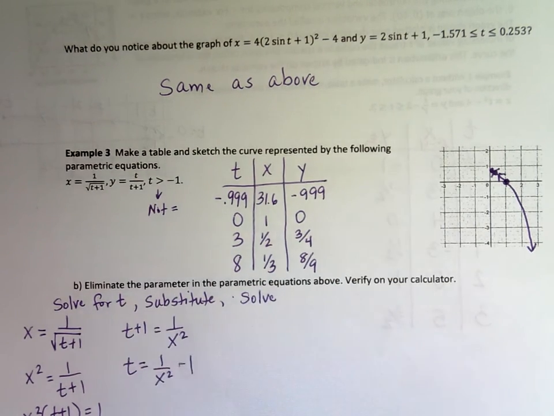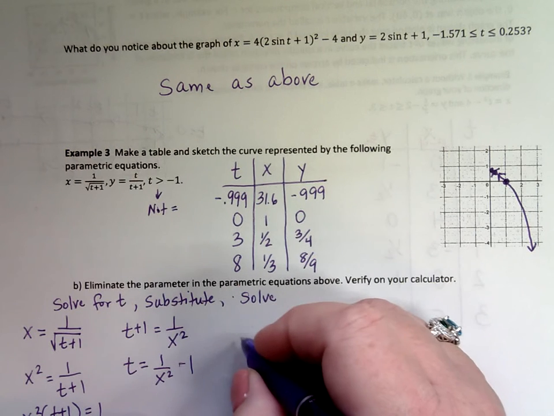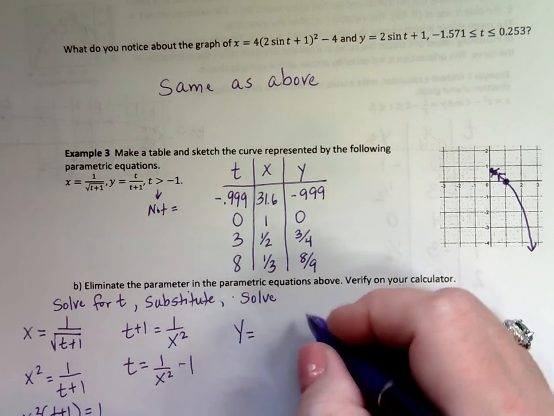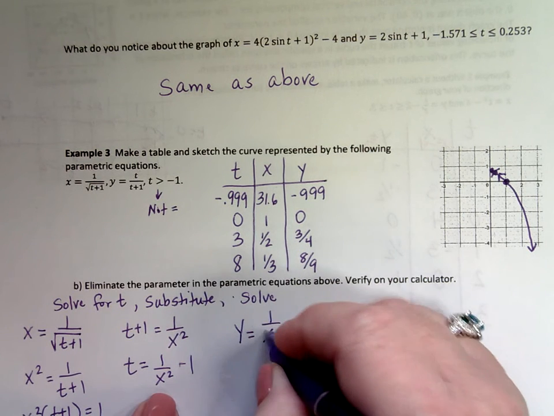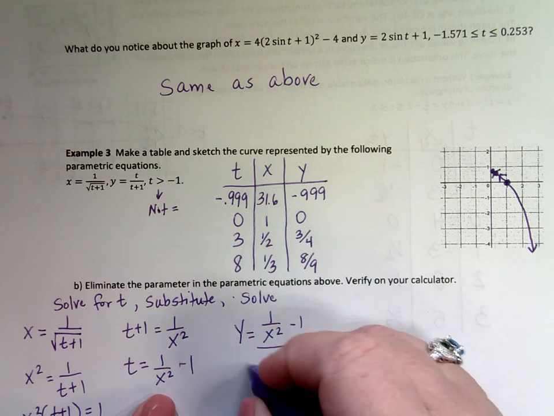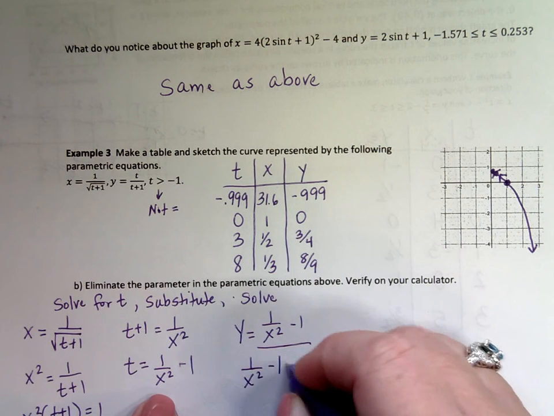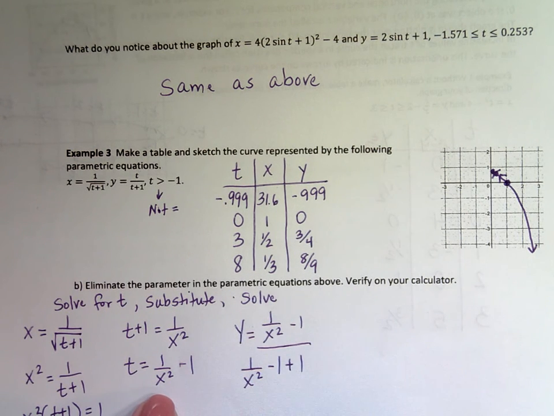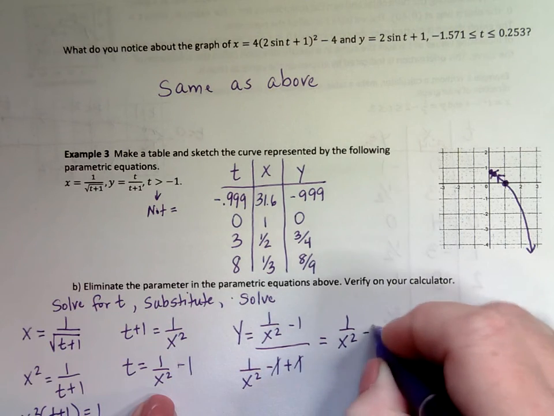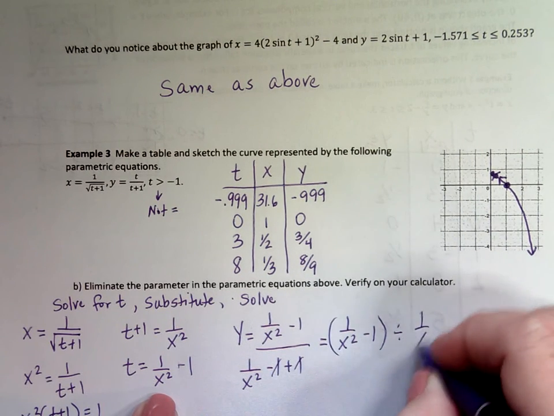All right. Now that's solving for t. Now I got to substitute it into the other guy. And you're like, what is that going to be? So here you go. You're going to have that y equals 1 over x squared minus 1 over t plus 1, which is 1 over x squared minus 1 plus 1. Well, obviously the negative one and the positive one cancel each other out. And so what I really have, I'm going to go horizontal here, is 1 over x squared minus 1 being divided by 1 over x squared.